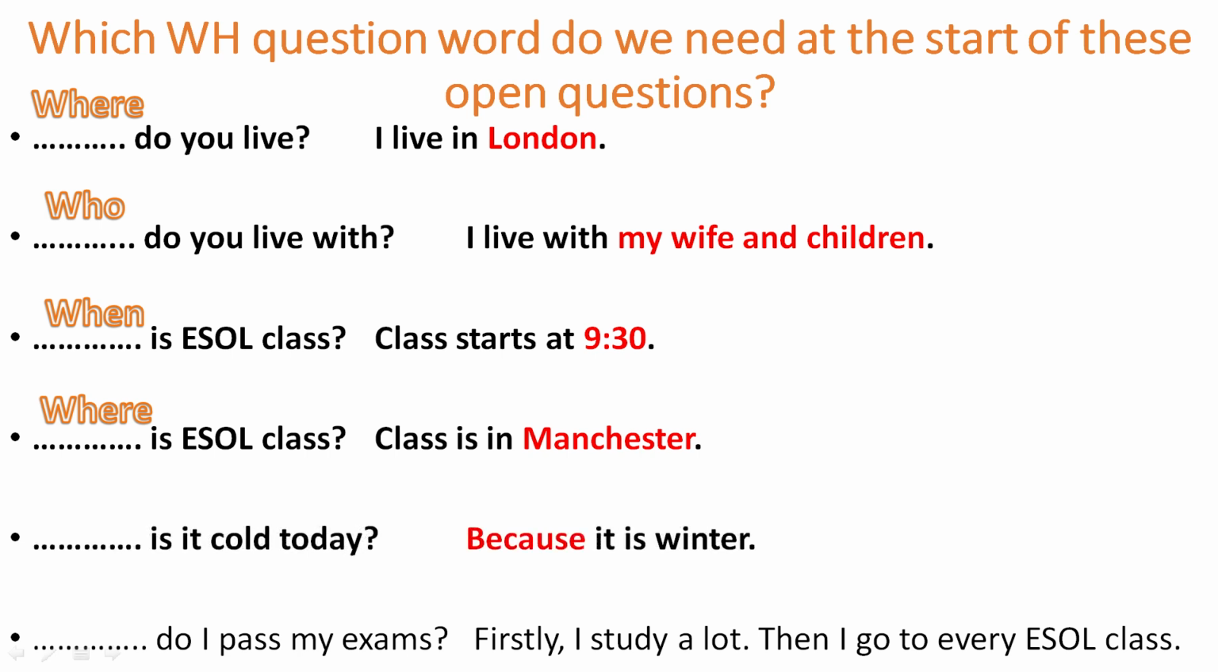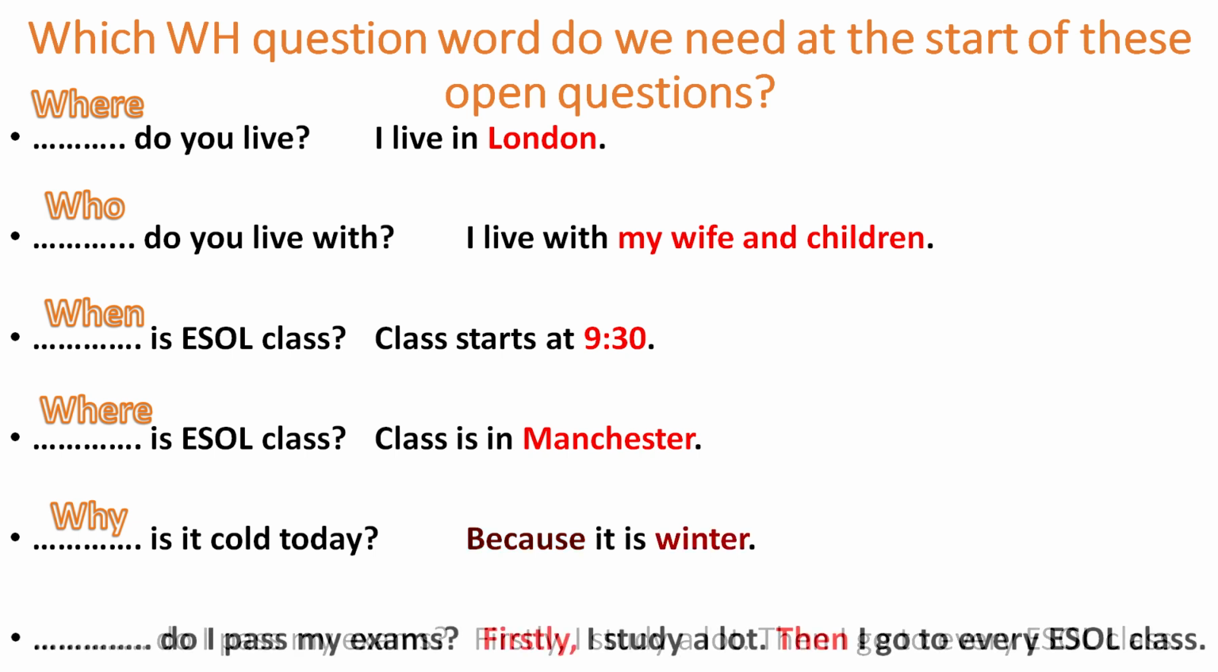"Why is it cold today?" "Because it is winter." This answer starts with because. So we need the WH question word that means because or reason. This is why. So the correct answer is, why is it cold today?